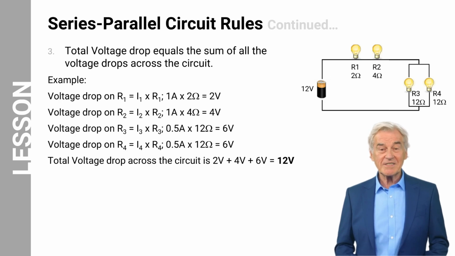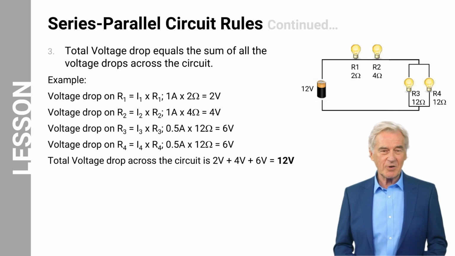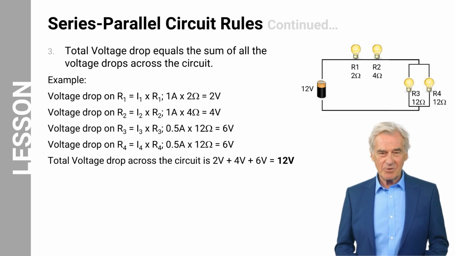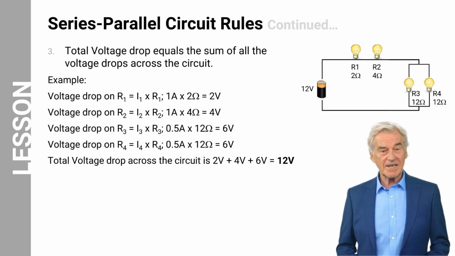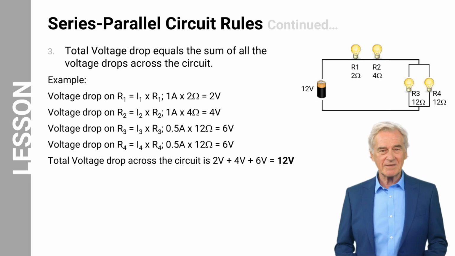Continuing our analysis of the series parallel circuit, we now focus on the third rule. The total voltage drop across the circuit equals the sum of all individual voltage drops. Using the currents we calculated earlier, we can determine the voltage drop across each component. For R1 with 1 ampere flowing through 2 ohms, the voltage drop is 1 ampere times 2 ohms equals 2 volts. Similarly, for R2, it is 4 volts.